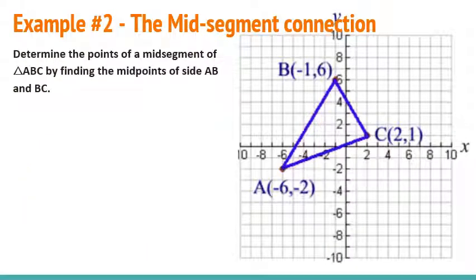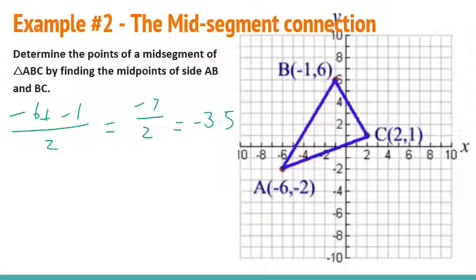What we can do now with this information is prove these qualities on a coordinate plane. Since we have these skills, we can now prove them on the coordinate plane. So let's do this first. Determine the points of a midsegment of ABC by finding the midpoints of AB and BC. Let's do that together really quick. We want to find the midpoint of AB. So the midpoint of AB is going to be negative 6 plus negative 1 divided by 2. So that's going to be negative 7 over 2. You can leave it as negative 7 over 2.